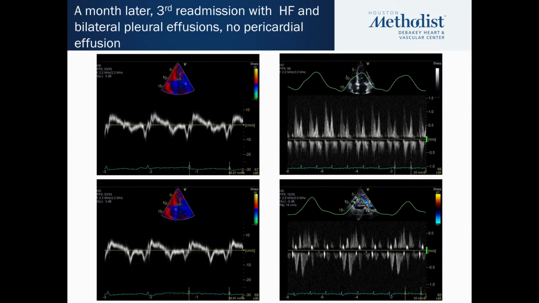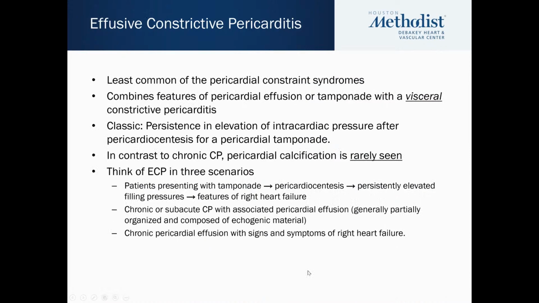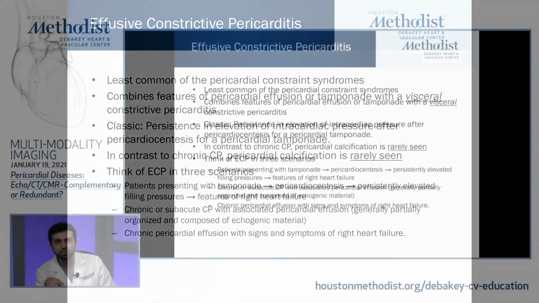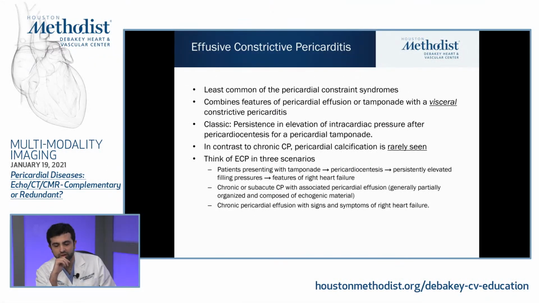He had large bilateral pleural effusion, no pericardial effusion on the echo, but look at the Doppler and notice that lateral E prime reduced, medial E prime reduced, but significantly better than this. And notice how it actually even changes with respiration, but here it's almost hitting 10. And notice the variation in the mitral inflow, as well as the diastolic flow reversals on the hepatic veins. So this is effusive constrictive pericarditis. It's uncommon. It has features of an effusion, but with a visceral constriction.